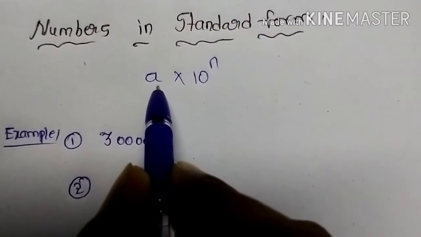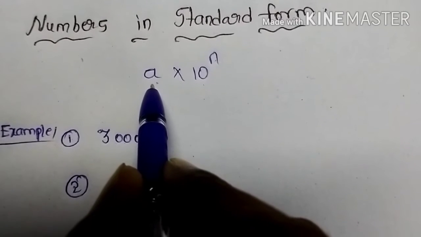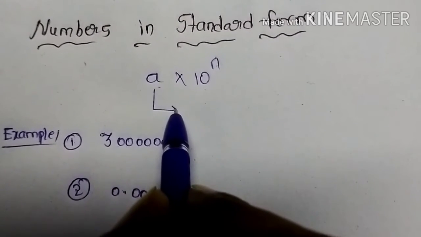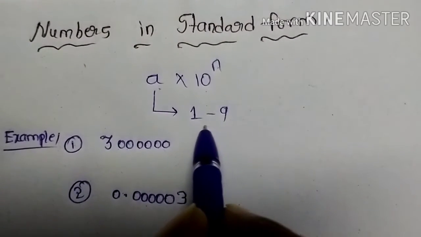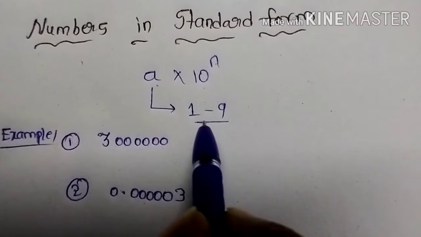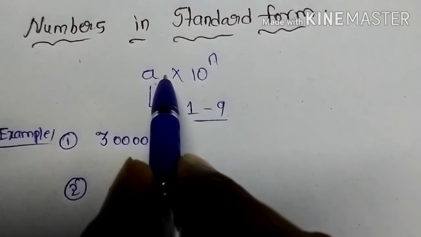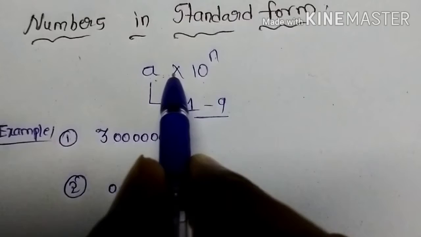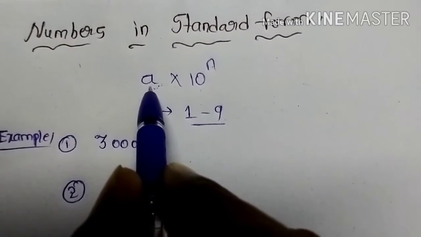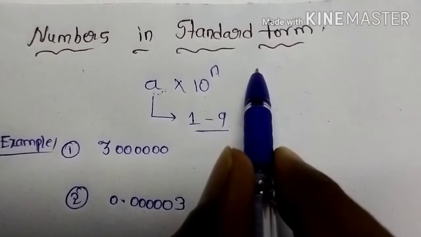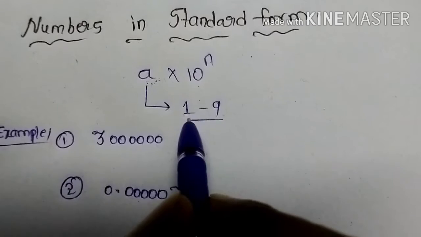Remember, a into 10 to the power n. Here a should be any digit from 1 to 9 only. That means it is in the place of either 1, 2, 3, 4, 5, 6, 7, 8, 9 only. Don't take 10, 11. If you are taking 10, it's not in standard form. So you don't take any number other than a digit from 1 to 9.